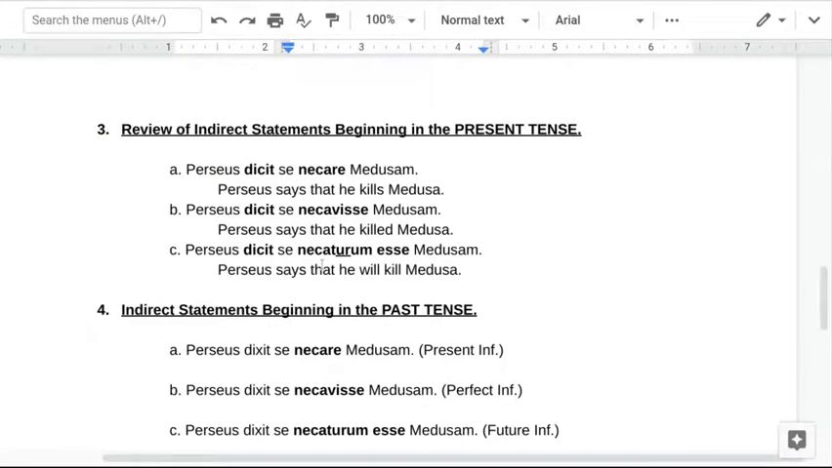All right. So Perseus says that he will kill Medusa. Not Perseus says he will be about to kill Medusa. That's just not how we speak in English. So Perseus says that he will kill Medusa. All right, so it all makes sense.